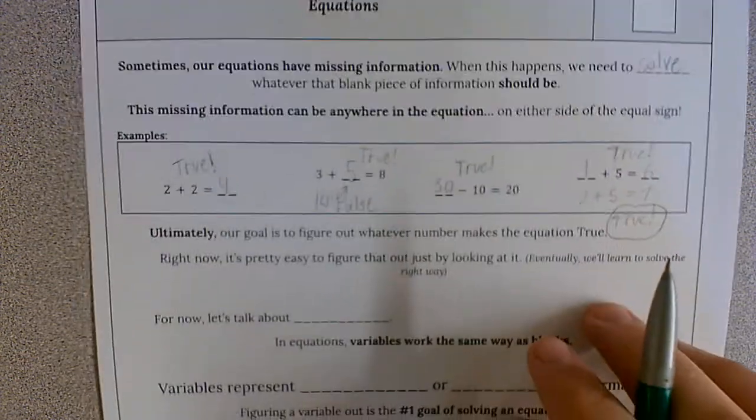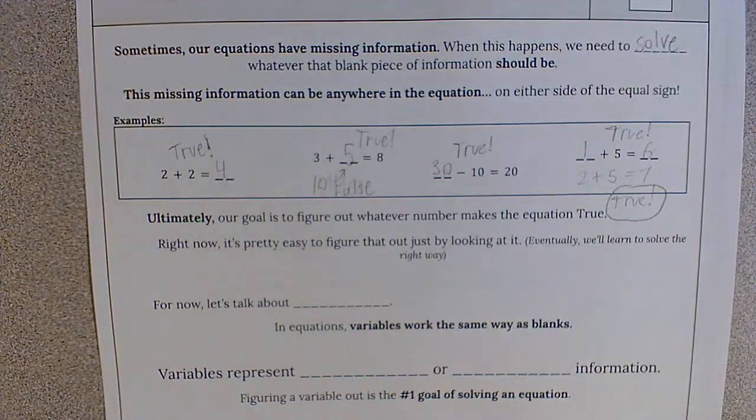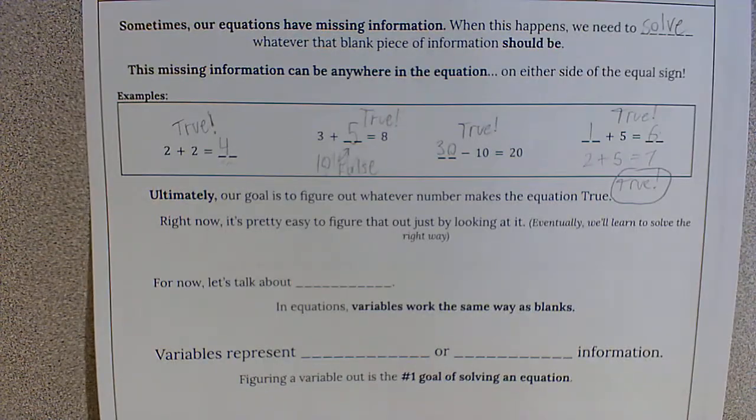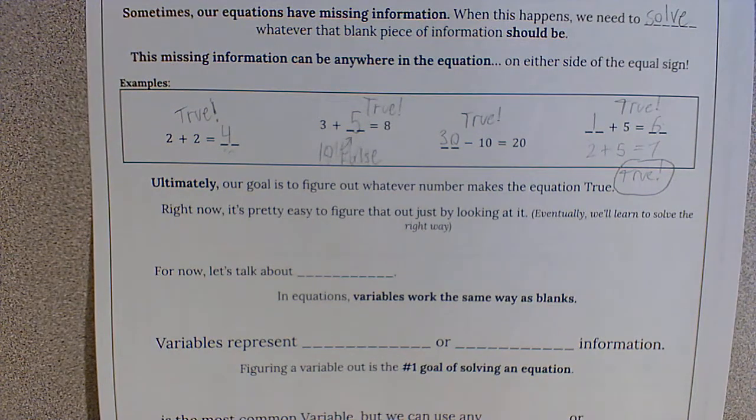And that's what I'm saying here. Ultimately, our goal is to figure out whatever makes the equation true. Truth is what matters. Right now, it's pretty easy to just figure that out by looking at it, though eventually we will learn to solve the right way too. Okay, pause. Because right now we're going to be talking about variables.